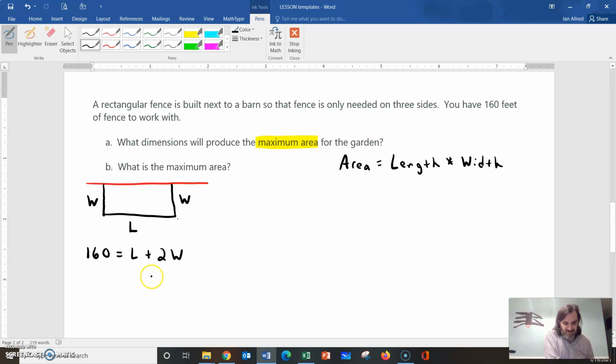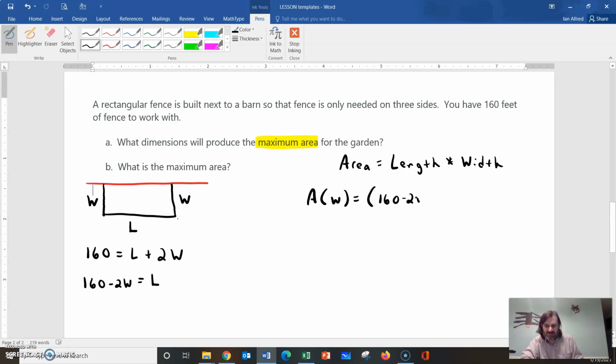So instead of using both L and W in our quadratic, which would not be good, we can get L by itself pretty easily. It would be L equals 160 minus 2W. So when we start talking about an area function, we can make it in terms of W. So the length is 160 minus 2W, and then it'll be times W. So if we distribute and move things around, we'll have negative 2W squared plus 160W. And there's our quadratic in the right form.